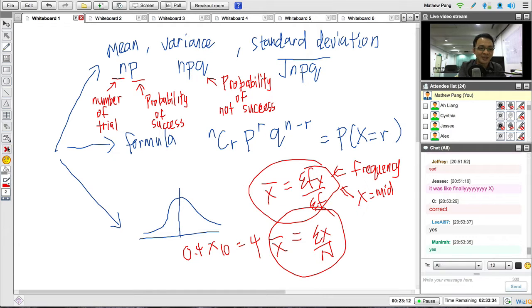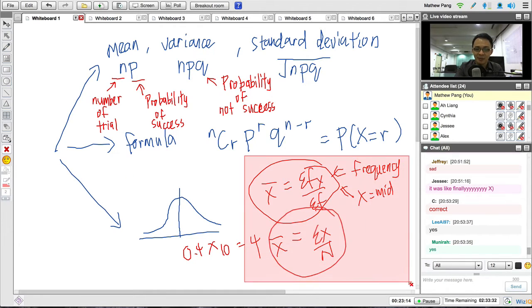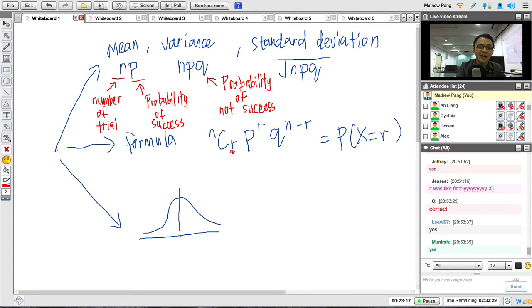Because now I just go through the basic concept. Second, formula. In this formula, everything will remain the same, just you will see an r here. n is the number of tries, p is the probability of success, and q is the probability of fail or not success. So that's why p and q added together must equal 1. And n is the number you try. And what is r? r here is the number of success. This is different from the probability of success.